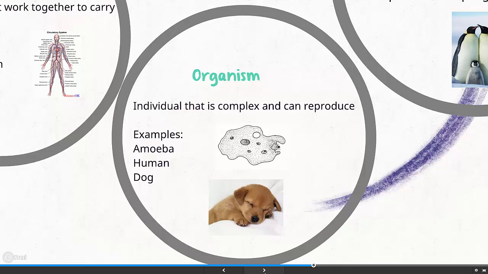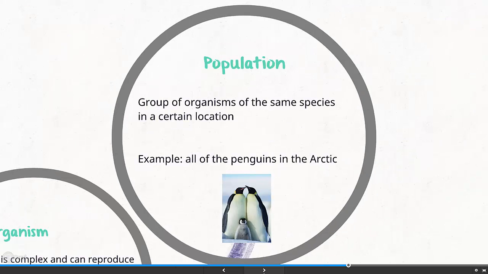An organism is complex, and it's able to reproduce. An amoeba looks pretty simple, but if you look at how it works, it's still a pretty complex organism made out of one cell. Humans, dogs, etc. Now, if you get lots of organisms of the same type, of the same species, and put them together in a location, you get a population.